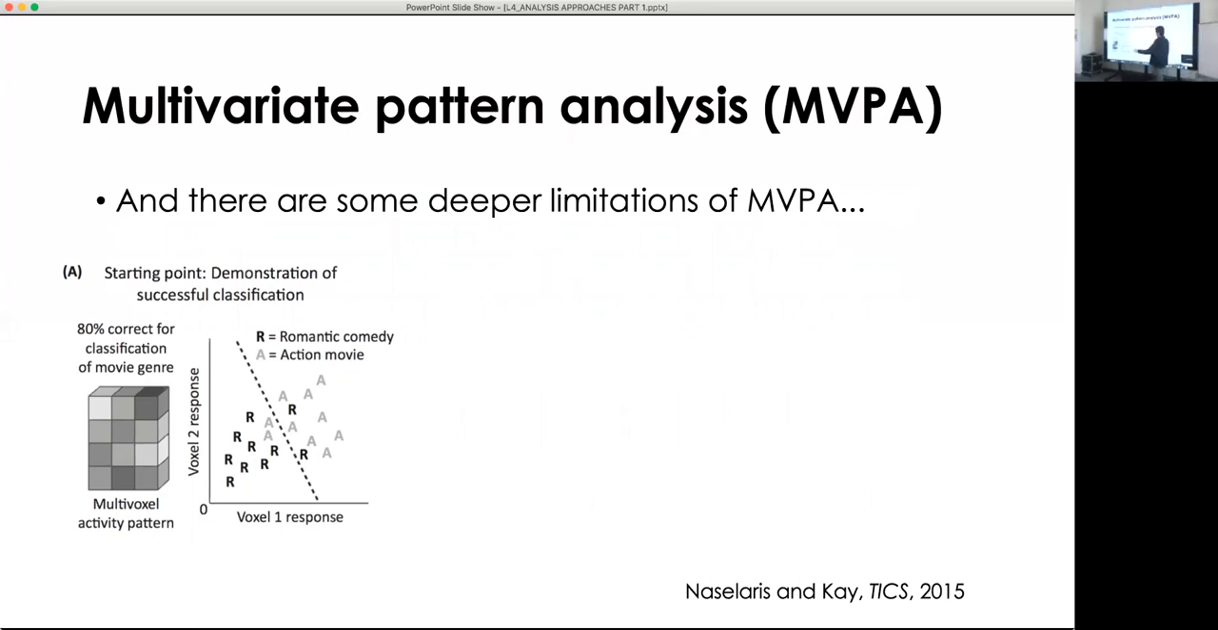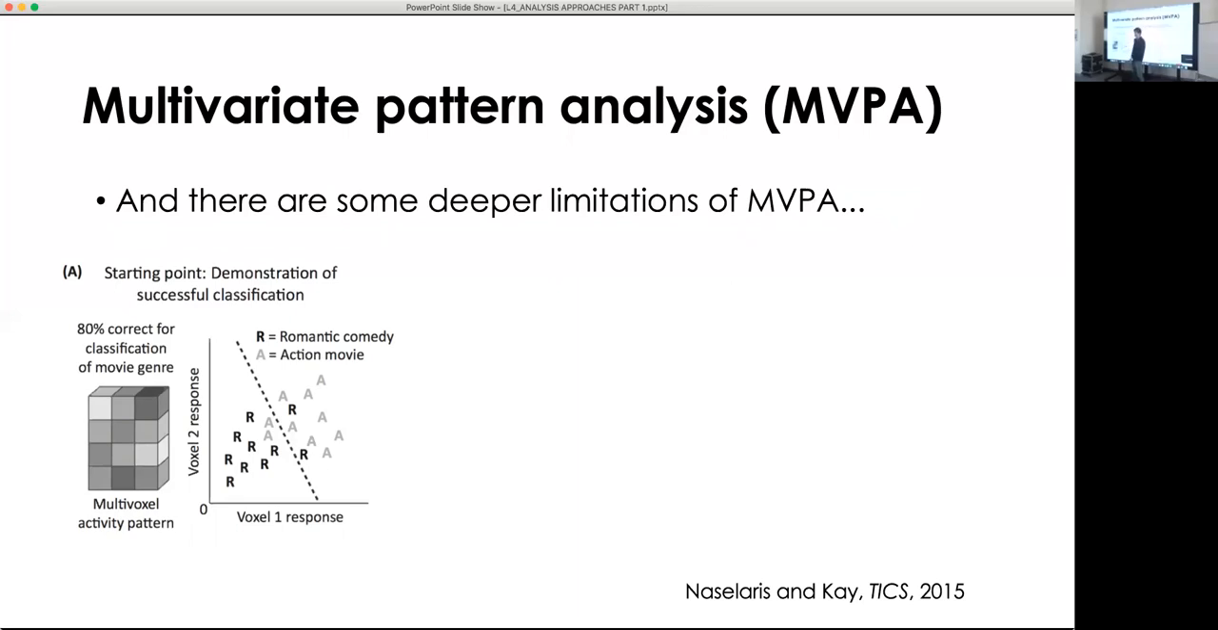This is a cartoon example, and we're just going to draw our hyperplane, since we love to do that. What we're looking at here is some quasi data. We have the strength of voxel 1's response and voxel 2's response. This is just 2-dimensional, but of course you can scale it to 100 dimensions. Each letter is a hypothetical data point. I measured the response to a clip of a romantic comedy movie, and a couple different clips, great. Then I also measure the response during an action movie, and it just so happens that the activity lands here.